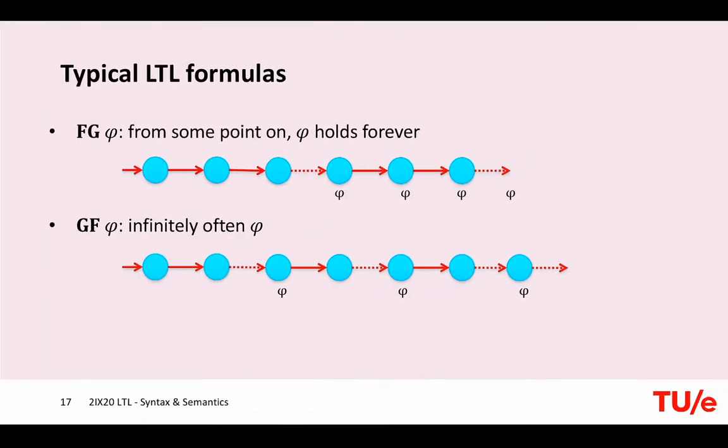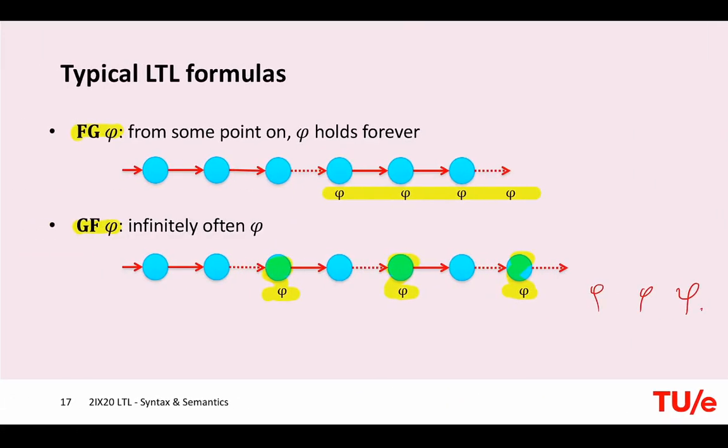And of course you can combine this. You can for instance say eventually globally phi, so from some point on some property phi holds forever. Or as we've seen in the examples in the previous video, globally eventually phi, which means infinitely often phi. So you have a path on which you have to see phi infinitely often. So even in this infinite suffix, you're going to run into states where phi is satisfied.